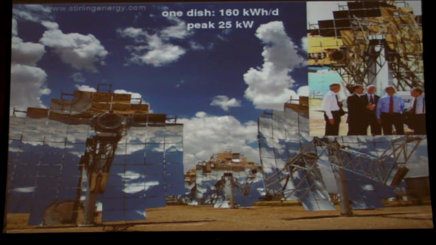Here's an American president for scale, a former American president, alongside the Stirling dish. One of these dishes delivers, again, a human-sized amount, 160 kilowatt hours per day. Of course, if we could reduce the human consumption, it might be producing 10 people's power. But we need to talk about how to get the consumption down, and we'll come to that in a moment.